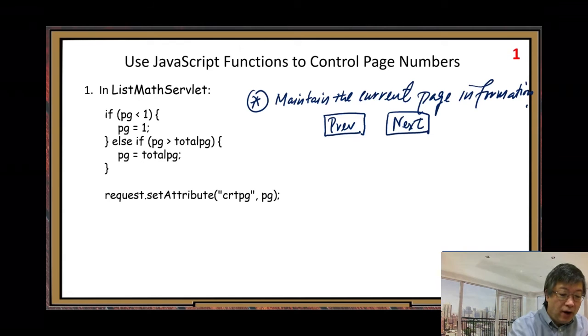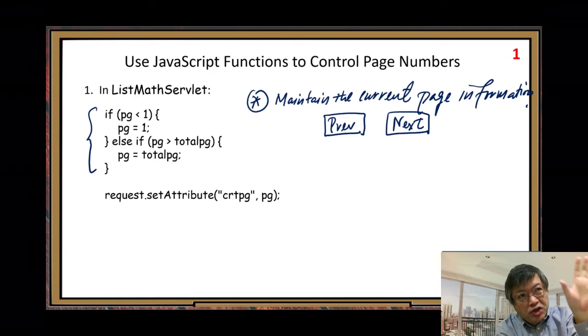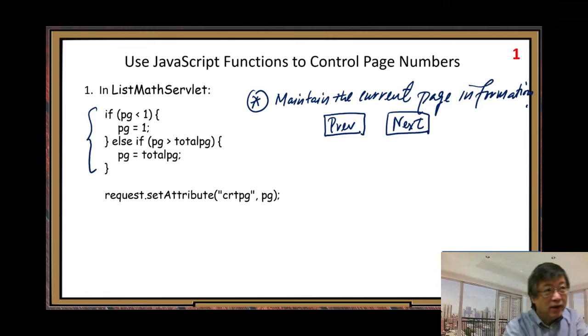All right. First, in this part we calculate the current page. We try to make the current page number right. The main goal of this small statement is to make the current page value right. So two extreme cases. One, the current page value, PG, is less than 1, then we set it to 1. Greater than the total page, we set it to the last page number. That's simple, right?